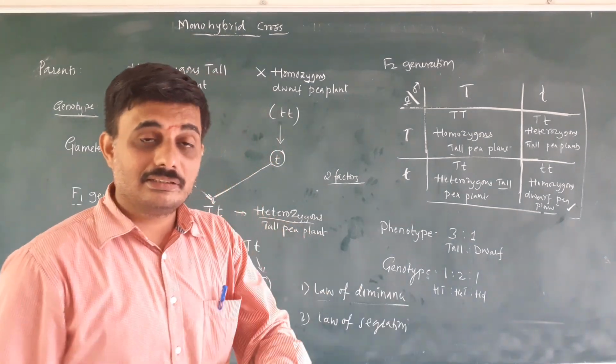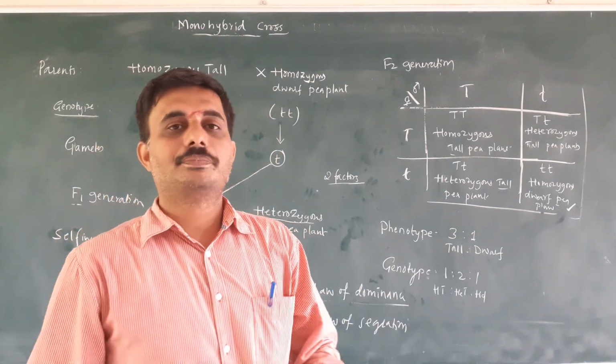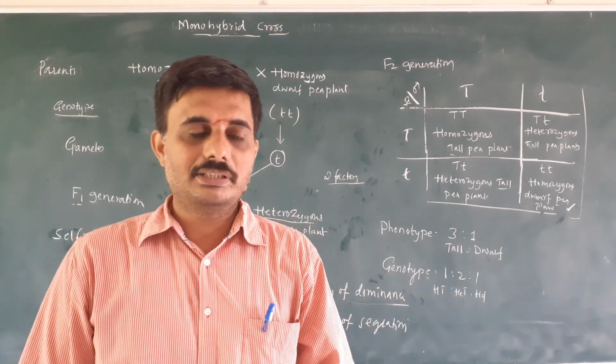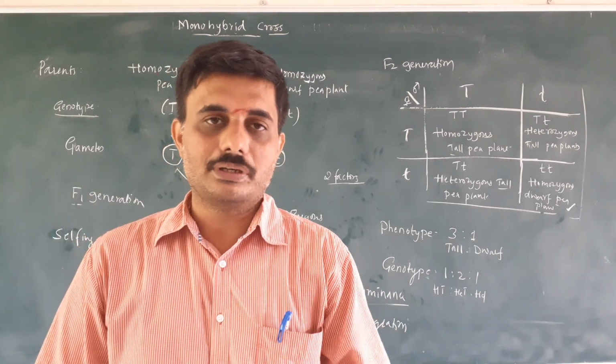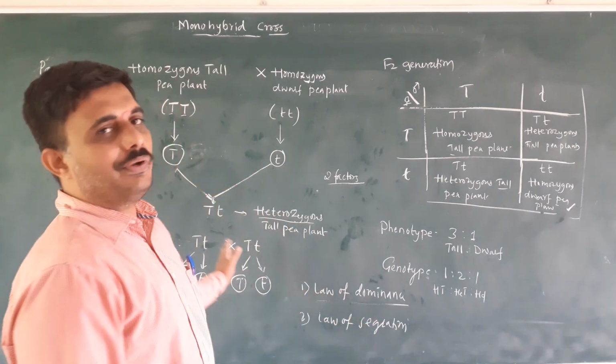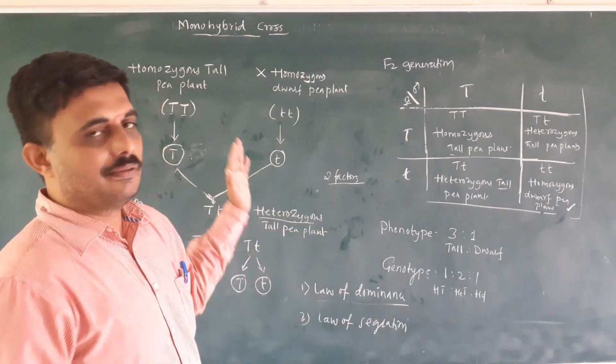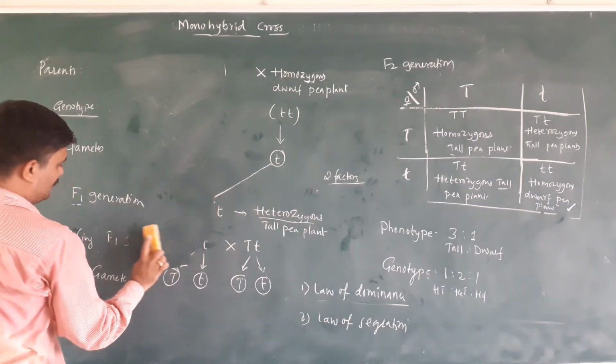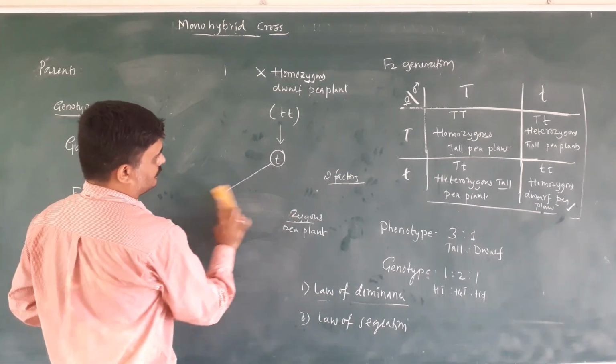And the third law he gave is the law of independent assortment. In my next teaching hour, we are going to learn that. We will give one more example to understand the monohybrid cross.